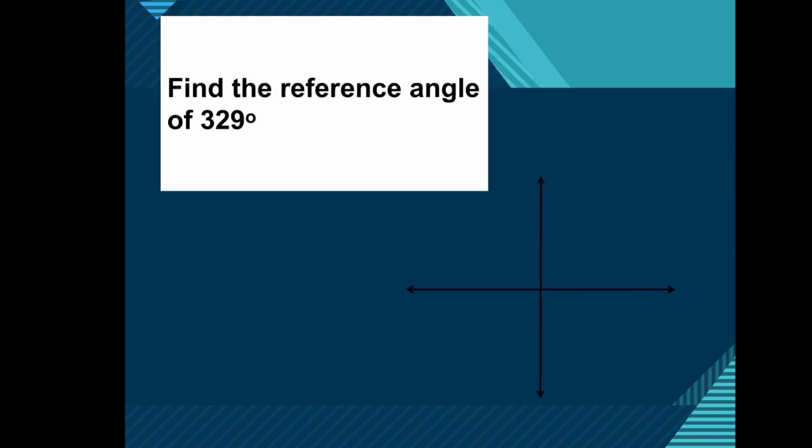Find the reference angle of 329 degrees. So here, 329 degrees is the standard angle. So 360 degrees minus 329 degrees is equal to 31 degrees, which was the reference angle.